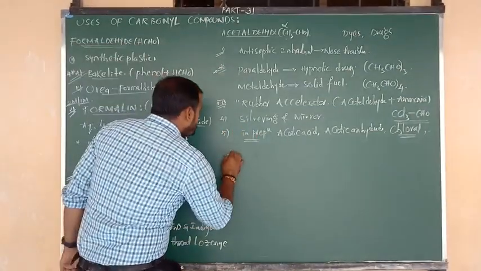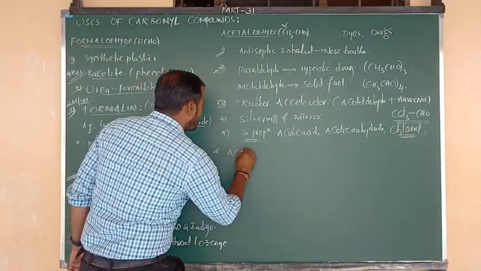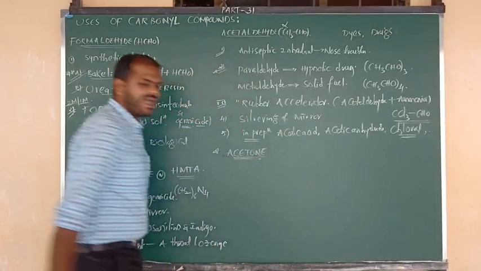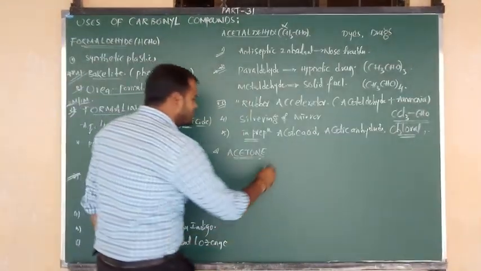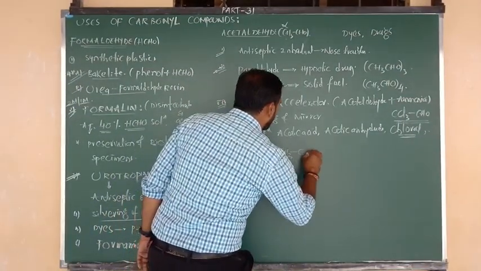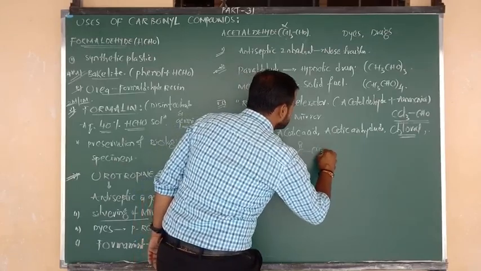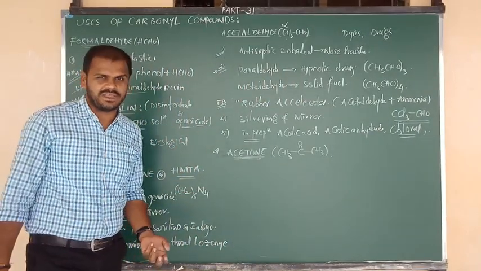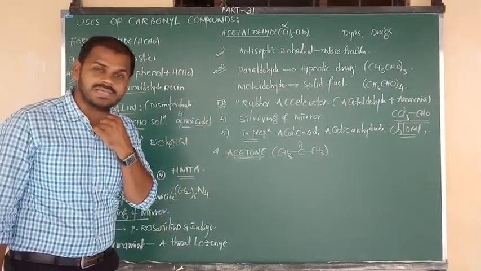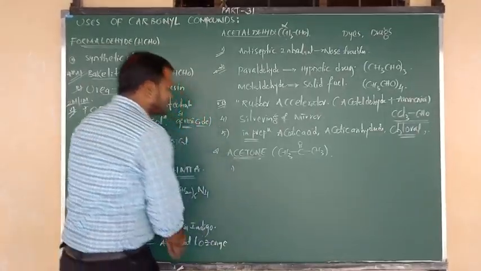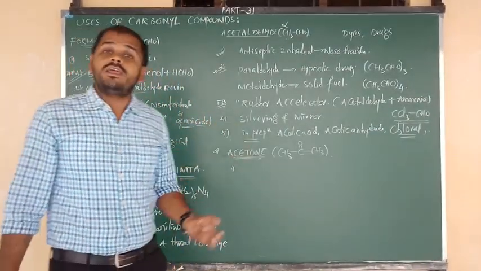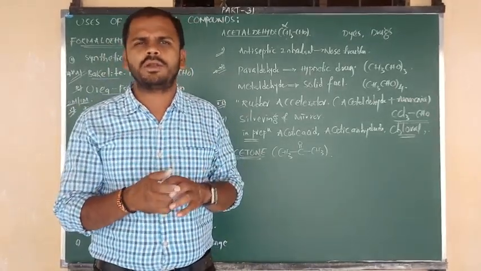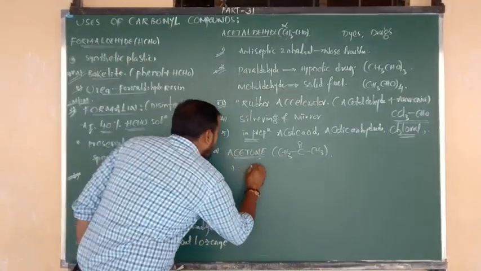Okay. Next I am going to discuss another compound. Suppose that is acetone. What is the compound? Acetone. What is the formula of acetone? This is the first member of the ketone group. The compound name is acetone. Its formula is CH3-C(=O)-CH3. So now I am going to give you the uses of acetone. In that, number one, acetone can be used in the manufacturing of one very, very important compound. The compound name is called cordite.